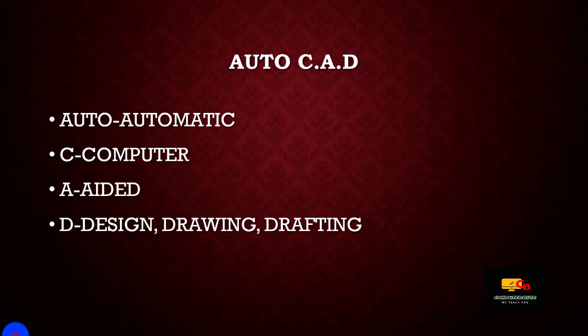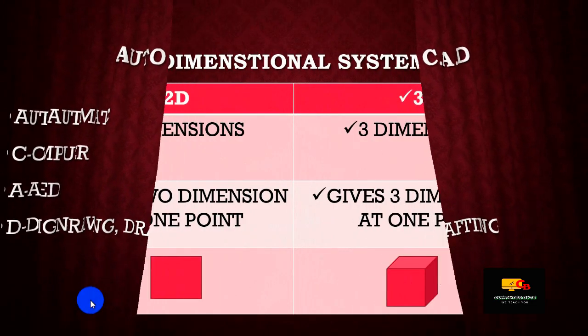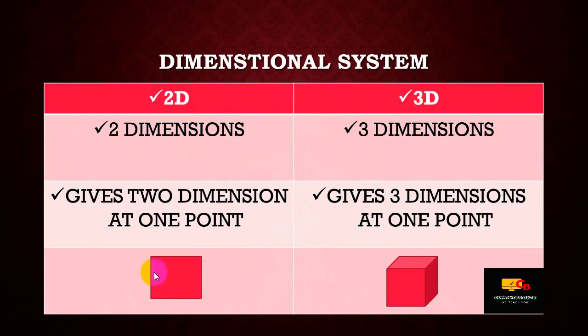Let's know more about Autocad. In Autocad there are two systems used. One is called dimensional system. In dimensional system we have two things. The one is 2D and the one is 3D. It is commonly used in Autocad. 2D means 2 dimensions, where 3D means 3 dimensions. In 2D we get 2 dimensions at one point, and in 3D we get 3 dimensions at one point.